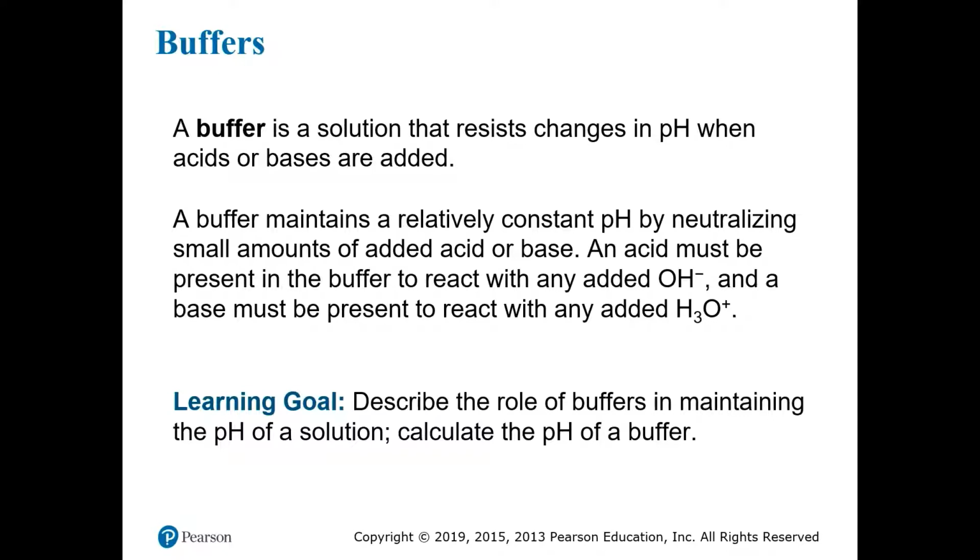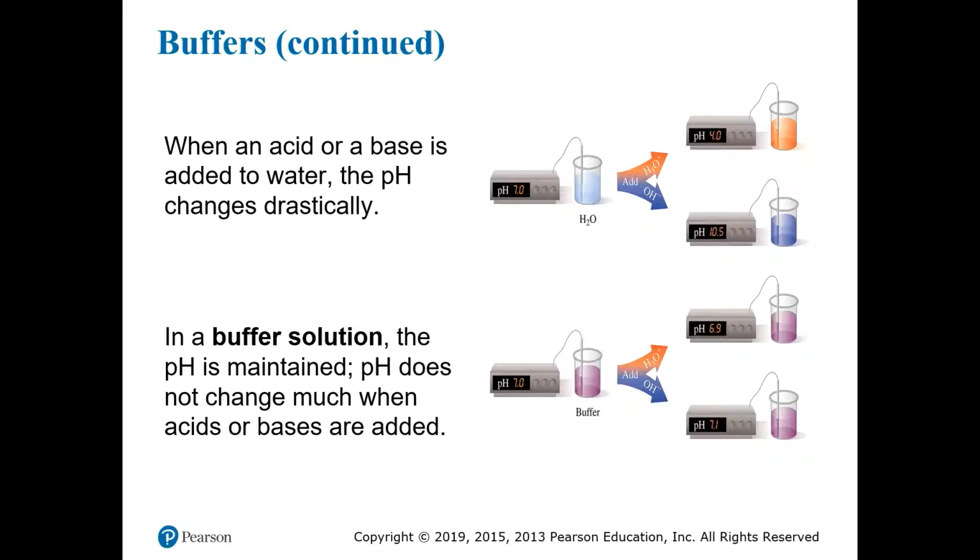In this section, we're going to learn about the role of buffers in maintaining the pH of a solution, as well as how to calculate the pH of a buffer. Remember that when you add an acid or a base to pure water, the pH changes drastically. Even a small amount of acid is enough to change the pH of neutral water from 7 down to something like a 4. A small amount of base will cause the pH to rise to something like 10 or 11.